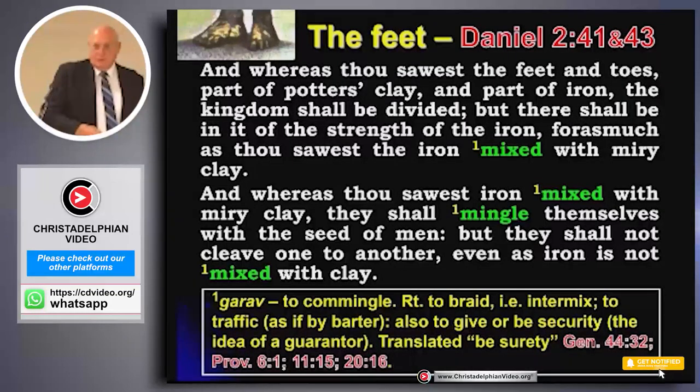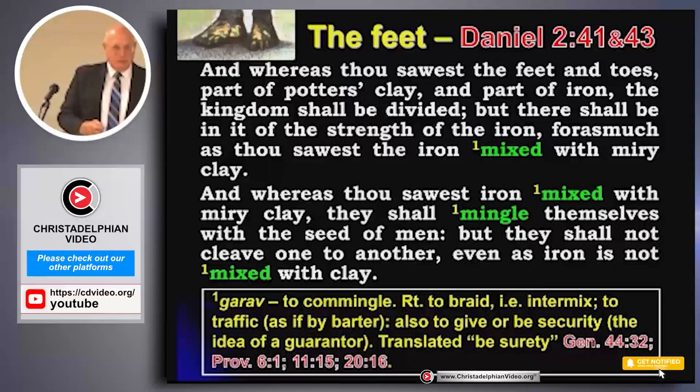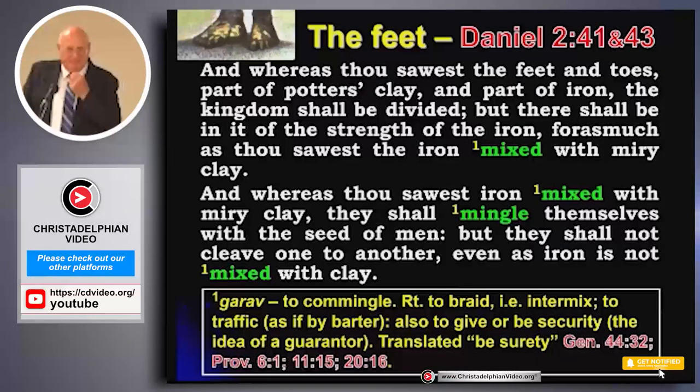I'm the guarantor. I went surety. It's translated the same way in Proverbs chapter 6, verse 1, 11, 15, and 20, verse 16, where the wisdom of the Word of God tells us don't stand as a guarantor for anyone. Don't become a surety. That's not good news for young men who want to buy a motor vehicle.